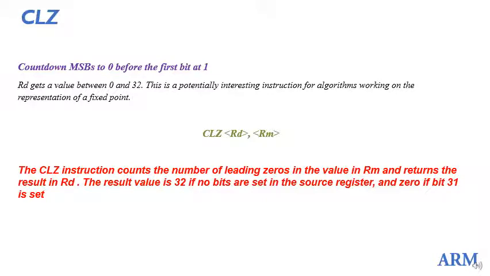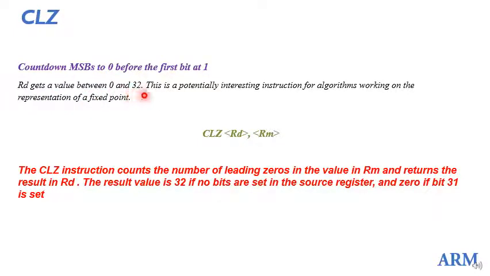The CLZ instruction actually counts the leading zeros in an operand. So it counts down the MSBs that are 0 before the first bit at 1. The syntax is CLZ RD comma RM. It is going to count the leading zeros in the source register RM, and this value it is going to store in the destination register RD. So RD gets a value between 0 and 32.